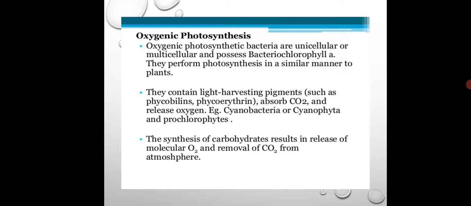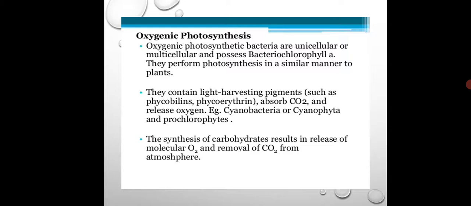So an example of oxygenic photosynthetic bacteria is cyanobacteria. Okay, the example of this oxygenic photosynthesis is cyanobacteria. This is the first point. Second point, they may be unicellular or multicellular. And the third point is that they possess bacteriochlorophyll A instead of normal chlorophyll. What is the difference between chlorophyll and bacteriochlorophyll?